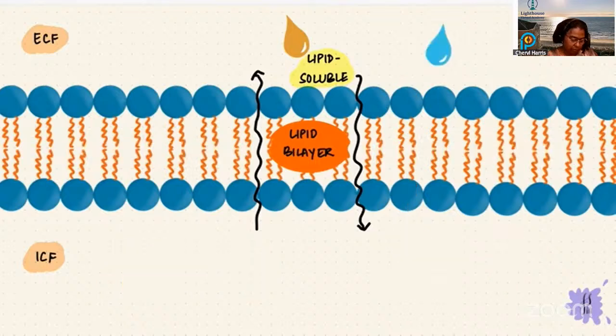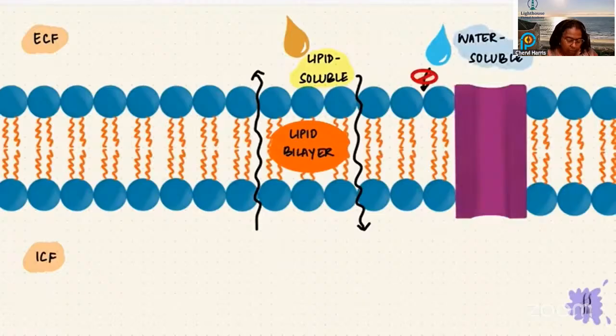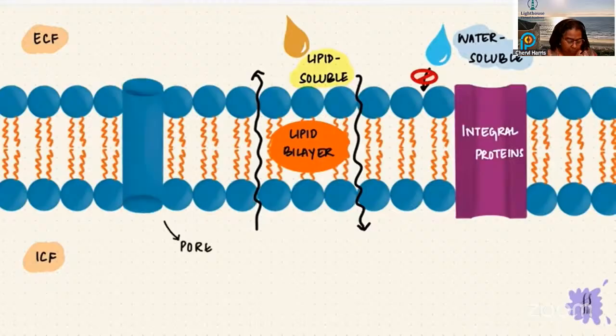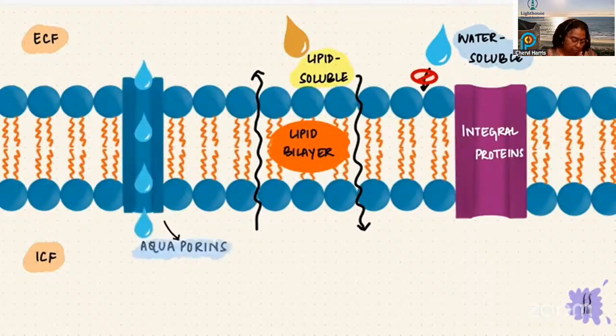But what if the substance is water soluble and not lipid soluble? It means it can't get through that lipid bilayer, so it needs another path. And that's where proteins come in. So integral proteins, they can form channels. They can form pores, which are open at both ends for things like water. Now these are called aquaporins. These are water channels. They have a size limitation, so only water can get through.